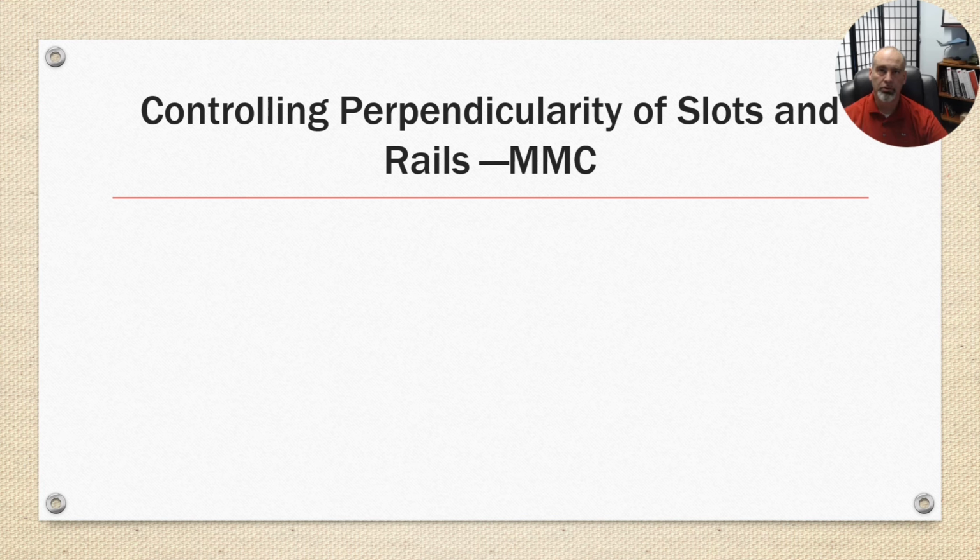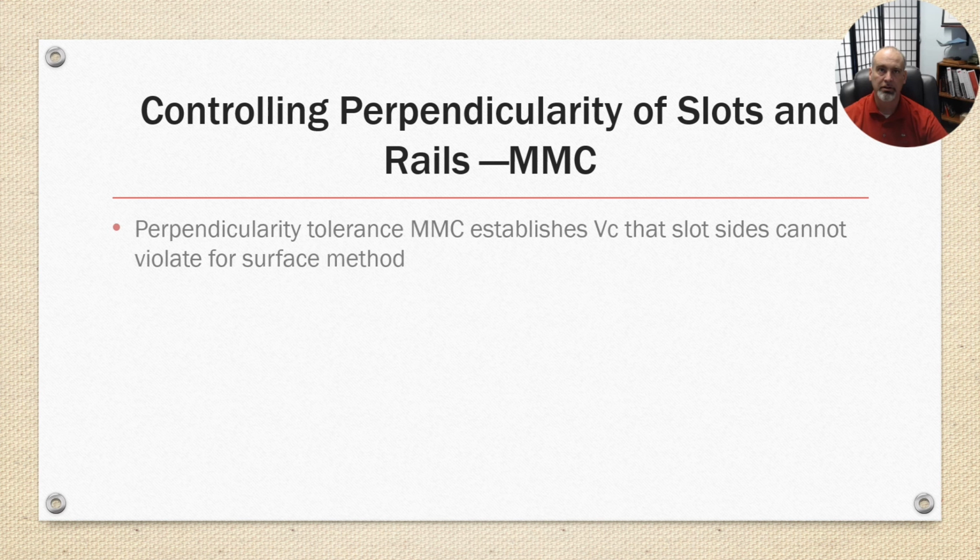Controlling perpendicularity for slots and rails at maximum material condition. Perpendicularity tolerance at MMC establishes a virtual condition that the slot sides cannot violate for the surface method.